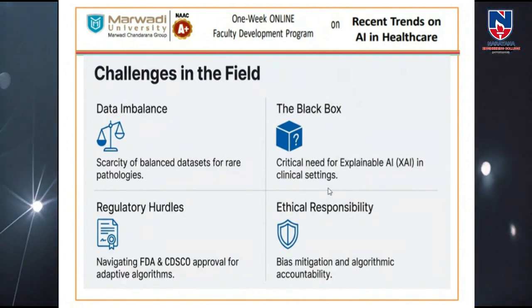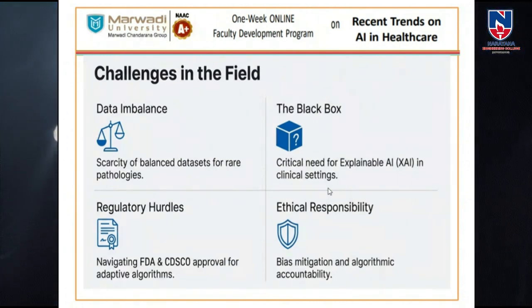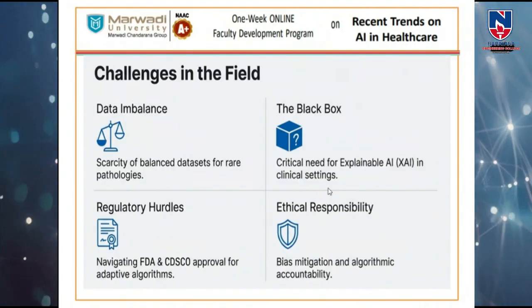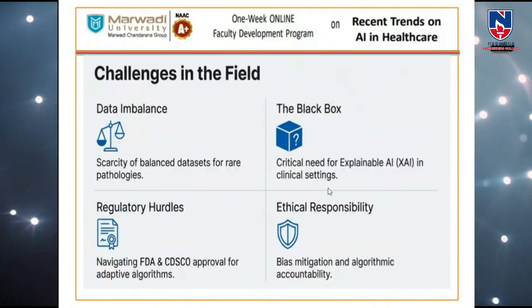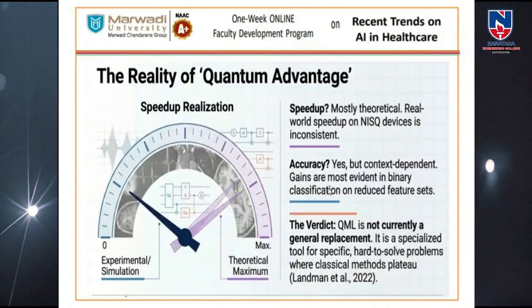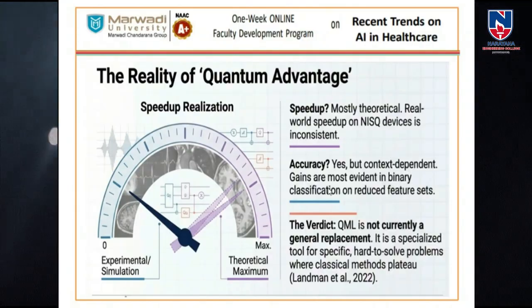That's what I think. Of course, ethical responsibility, their mitigation, and algorithm accountability. These are some of the challenges where you can focus. First, you can focus on the dataset, making a dataset also, if the resources are available with you. That is one of the big questions.